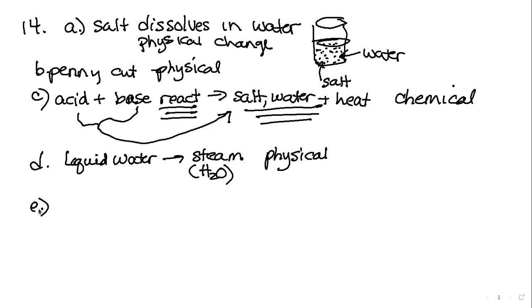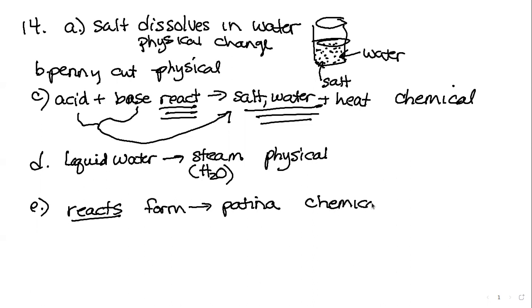Okay, E, copper reacts with moist air to form a patina. Again, you have that key word reacts, and it forms something different, which is a patina, that green color. So this is a chemical change. Something new was formed. The atoms were rearranged.